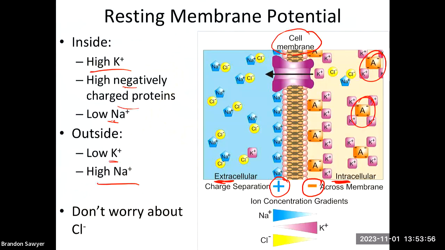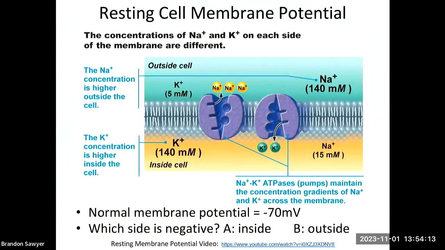The other key thing here is knowing that the primary ion of our intracellular space is potassium. The primary ion of our extracellular space is sodium. Got those three things? Okay, let's do a quick check of that to make sure we're on the same page.